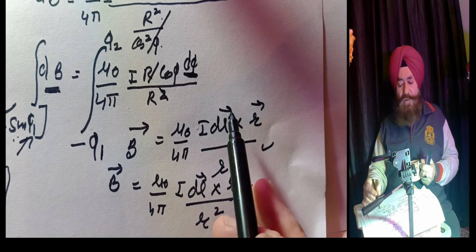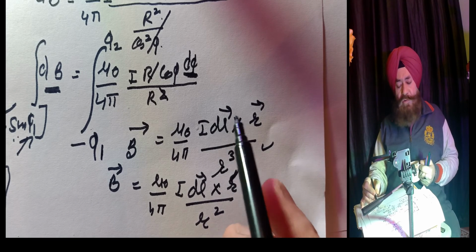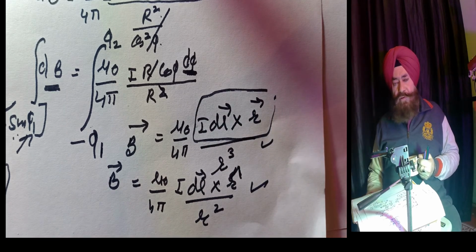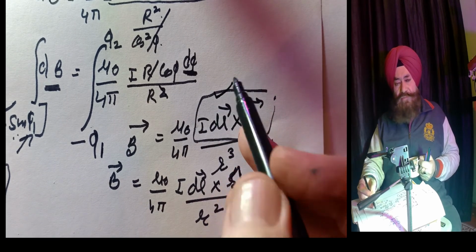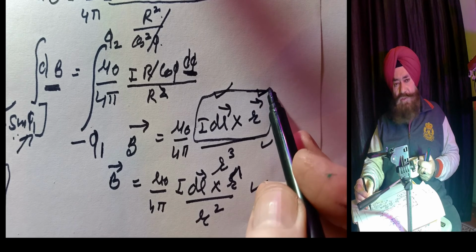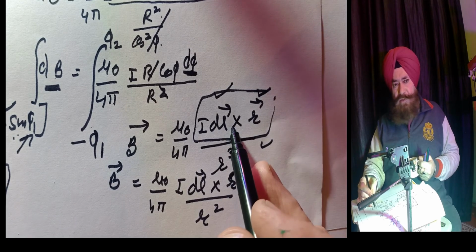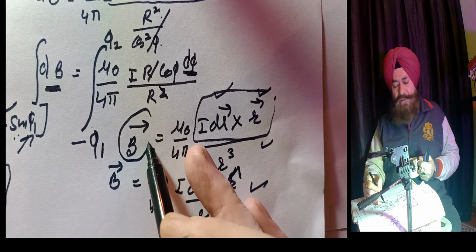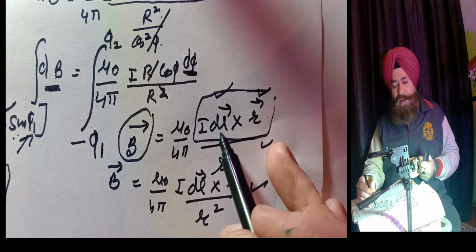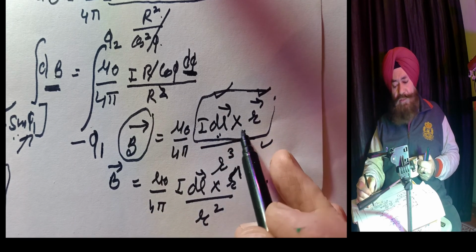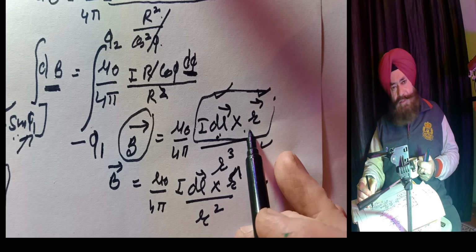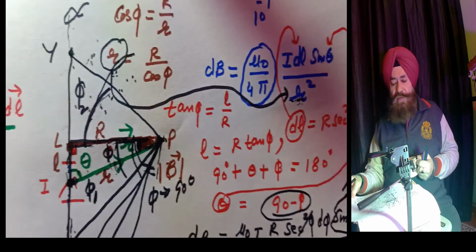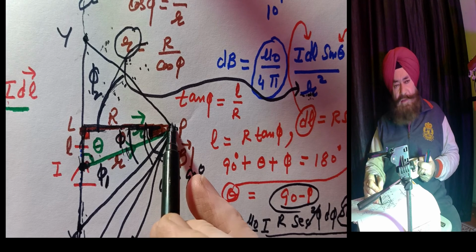Now think over it. I am giving the hint to you. Cross product. You know this vector has direction, this vector has direction, and there is a cross product. And the new vector which comes is perpendicular to the plane in which these two vectors lie. This is the hint. Now tell me, what is the direction of the magnetic field here?